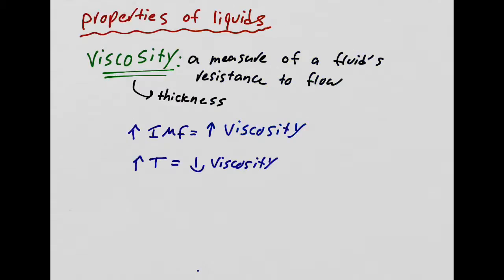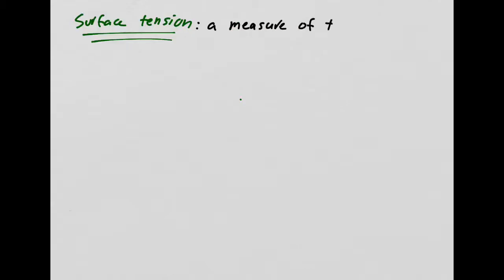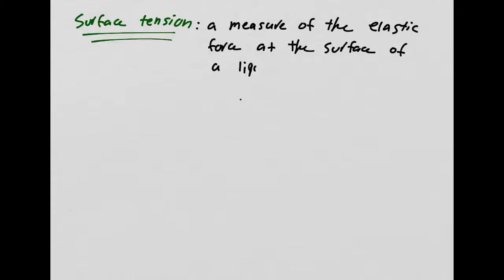Alright, so that was viscosity. The next one we're going to go over is surface tension. And a lot of these things you already know. So, what is surface tension? Surface tension is a measure of the elastic force at the surface of a liquid. I don't like defining things, but some people do, so I'm putting this out for you guys.